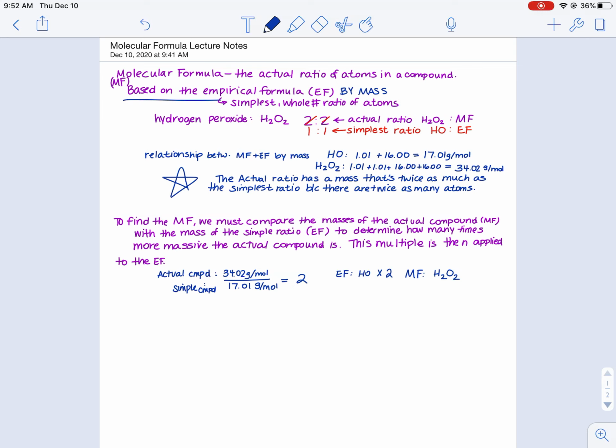But working backwards, if we didn't know what the formulas were, especially for the molecular formula, that brings us to the step-by-step process of how we're able to figure it out. To find the molecular formula, we must compare the masses of the actual compound with the mass of the simplest ratio to determine how many times more massive the actual compound is. This multiple is then applied to the empirical formula. So based upon how a problem would be shown to us either in the lab or on paper, we're starting with the simplest ratio, comparing that to the mass of the actual compound. In our example, the actual compound is twice as massive because there are twice as many atoms.